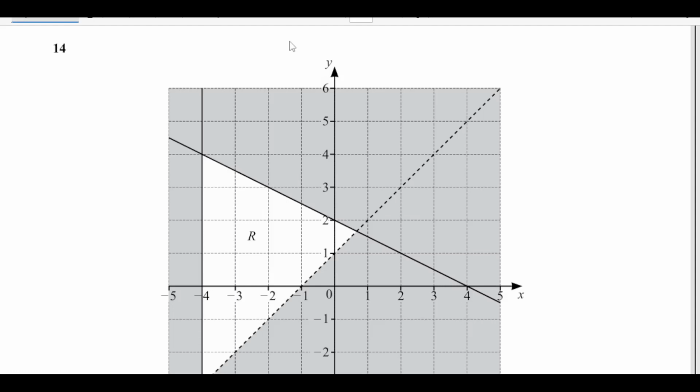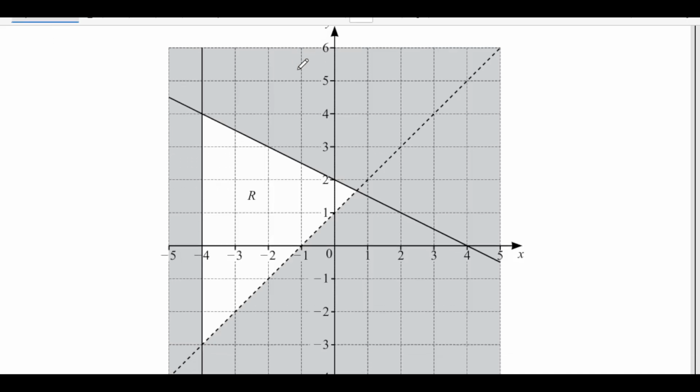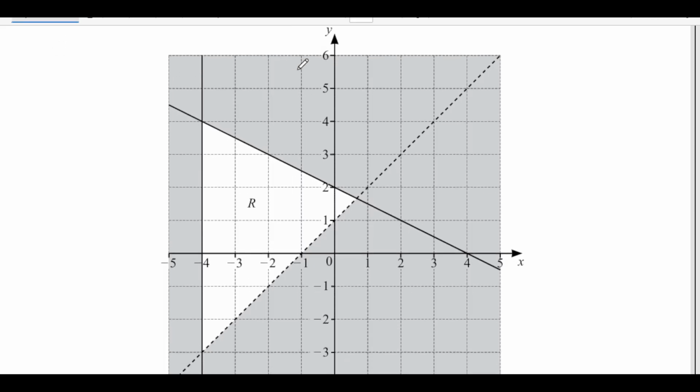This is the second part of Cambridge IGCSE paper 4. In the first video we did questions 1 to 13. Here we are going to do the remaining questions. So let's start. The question that we have here is from linear programming.